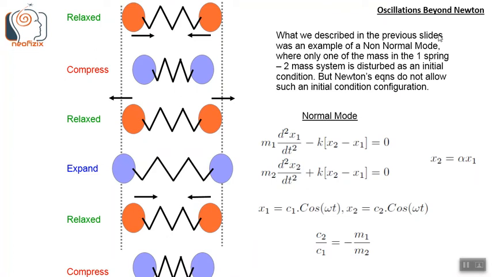So what we described in the previous slides was an example of a non-normal mode where only one of the masses in the one spring two mass system is disturbed as an initial condition. So initially we disturb only one mass of these two masses connected by a spring. But Newton's equations do not allow such an initial condition configuration. So according to these Newtonian calculations, this is not one of the normal modes, so it is not allowed. This kind of oscillation is not allowed by these force equations.